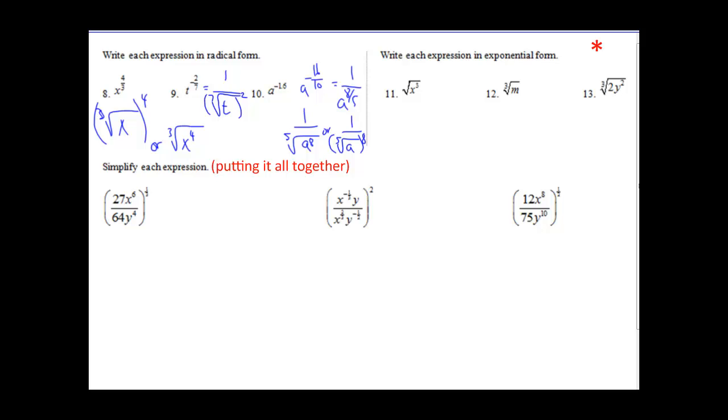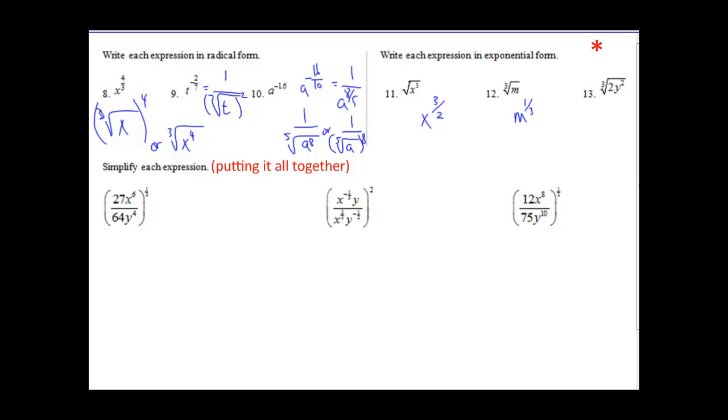Next 3, we're going to take the radical form and rewrite as exponential. So the opposite of what we just did on 8, 9, and 10. Okay, start with the base. The base is x. What's the exponent? Because that's usually the top or the numerator of the fraction. Exponent's 3, and the index is 2. So x to the 3 halves. M. What's the exponent? It's 1, and the index is 3. So m to the 1/3.